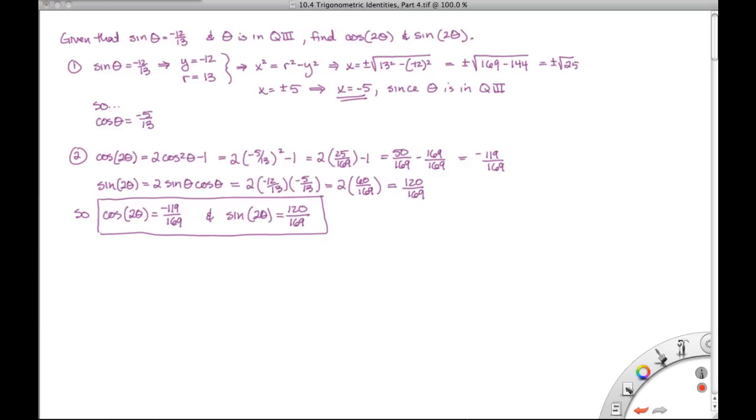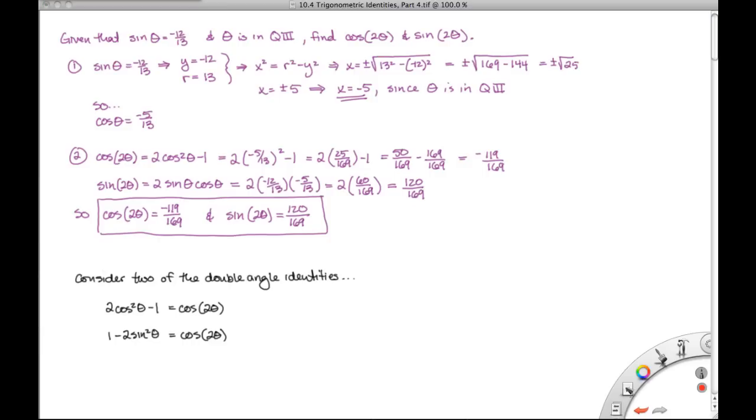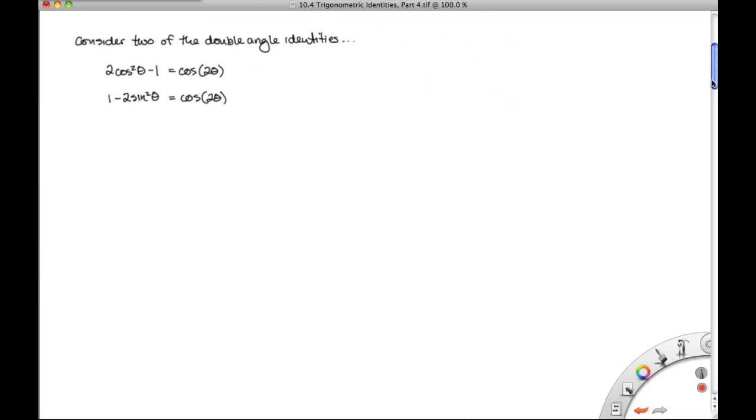Okay, so in this last video, we've got two more groups of identities to take a look at, but they're nicely connected, and actually they're connected to some of the identities from the last video in the double angle identities. So we're going to go ahead and take a look at a couple of those. In particular, the two of the ones for cosine of 2 theta.